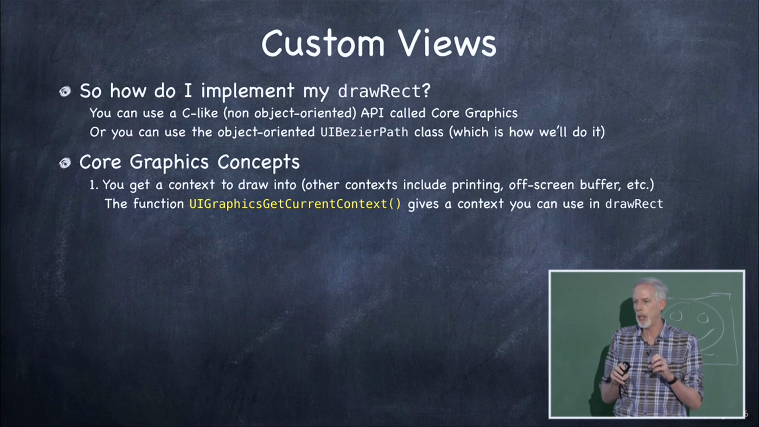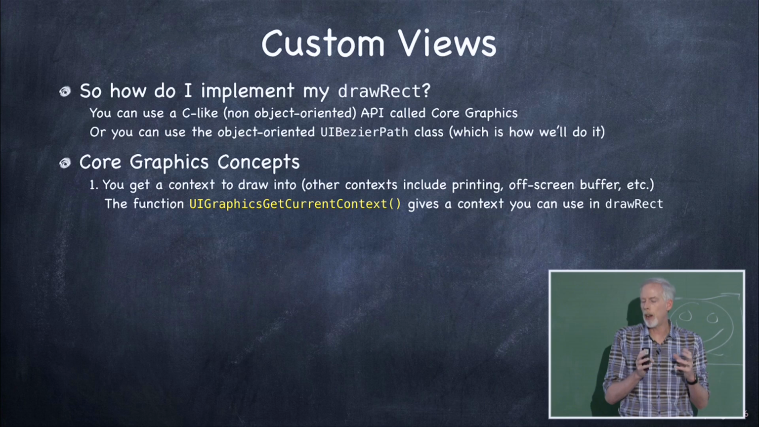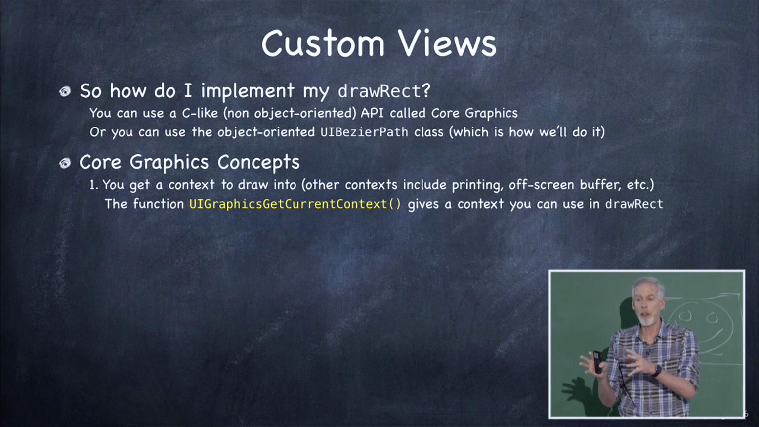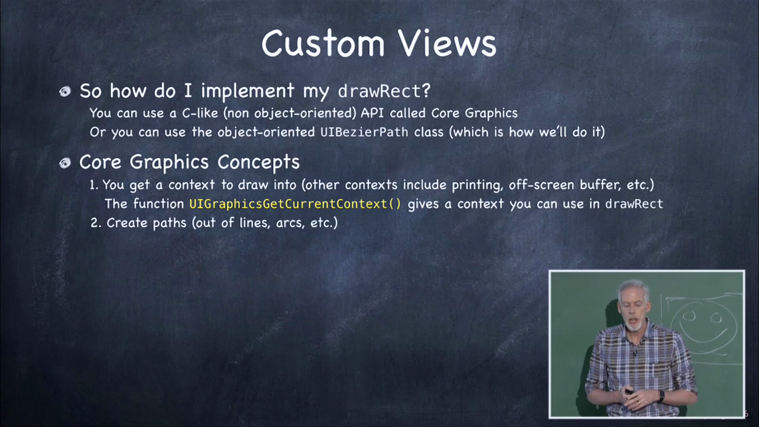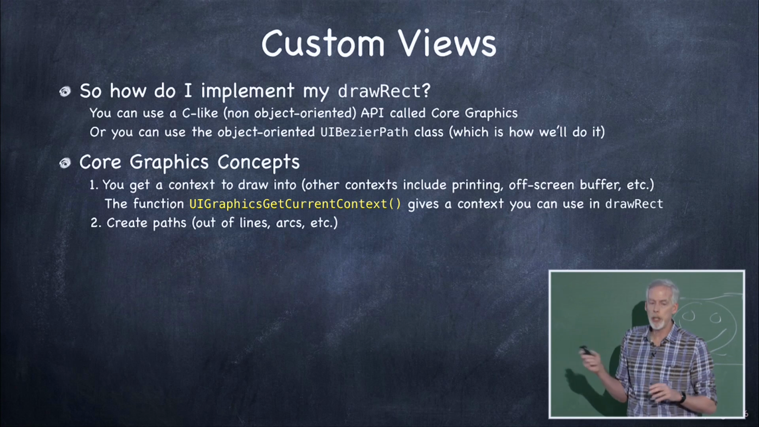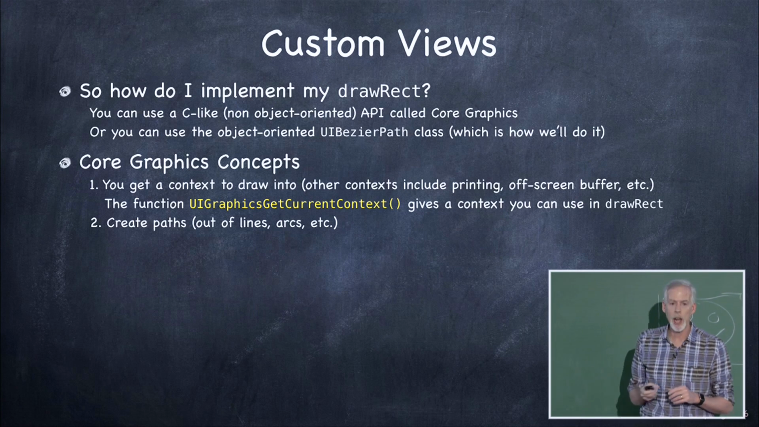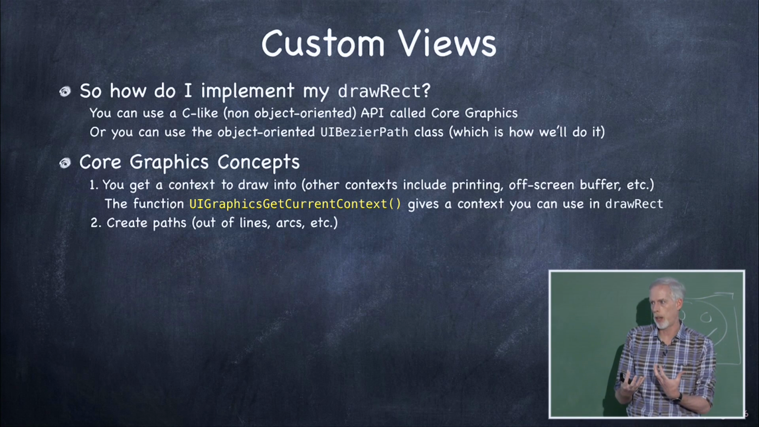So that context might be drawing on screen. That's the context you'd want if you're in drawRect. But you could have other contexts like drawing for a printer, drawing into an off-screen buffer. Okay? Those are all contexts to draw, so that's the first thing you do. If you're using this kind of C-like function one, you're going to use UIGraphicsGetCurrentContext inside of drawRect to get the context that's appropriate for drawRect.